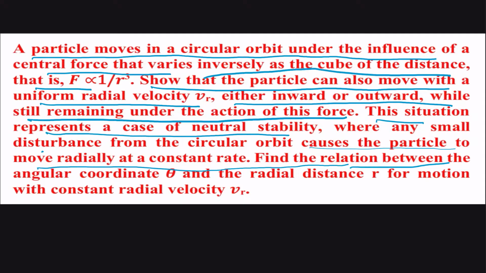Find the relationship between the angular coordinate theta and the radial distance r for the motion with a constant radial velocity v_r. So in this case, we are talking about an object which is moving in a circular path, and the relationship between the force and the radial distance r is given in the question. So we are going to use that particular relationship to find the relation for our theta, which was asked for.